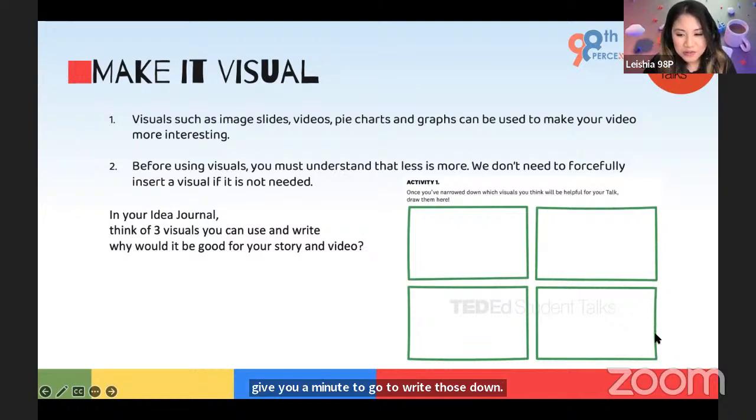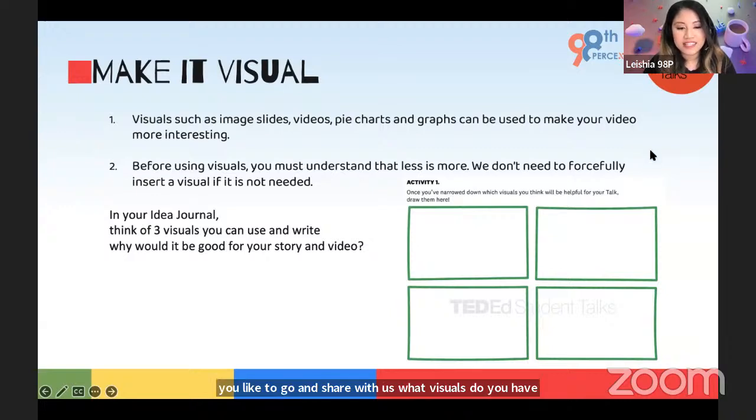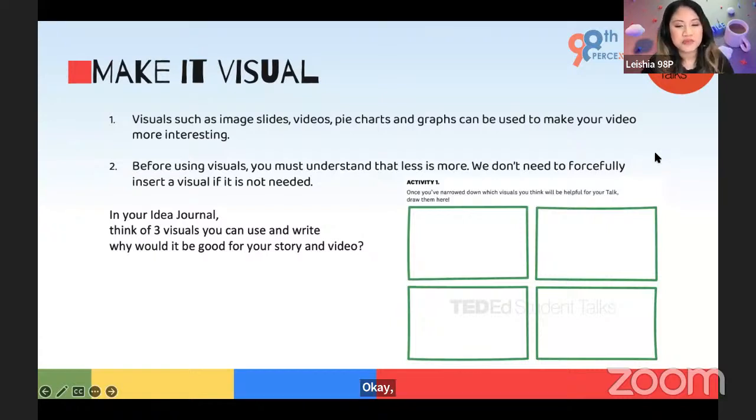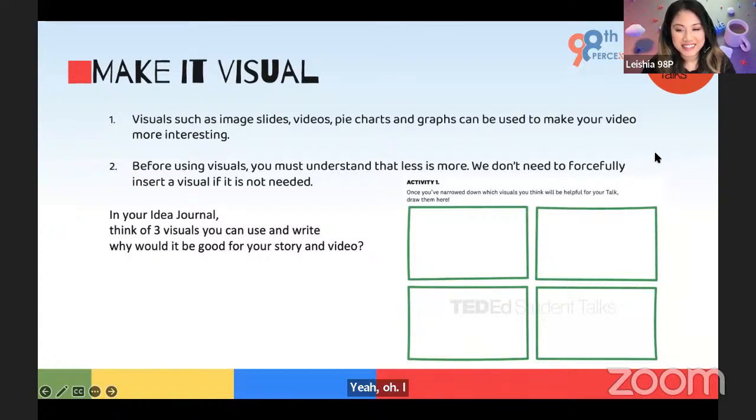All right, let's see who has their visuals ready. I see Adveta. Well, she is also a student in our class. She just enrolled. Adveta, would you like to go on and share with us what visuals do you have? Actually, ma'am, I'm almost done. I need to finish it. Okay, would you like to share at least one of the visuals that you would like to add? Yeah, I wanted to ask you a question, ma'am. I didn't understand much about the visuals. Okay, yeah, that's a great question.